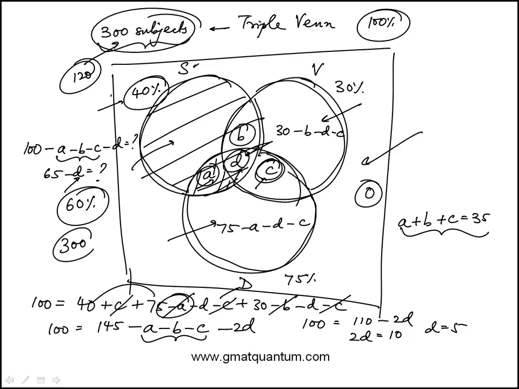The total is 300. 60% of 300 is 180, and that means the answer is choice D.